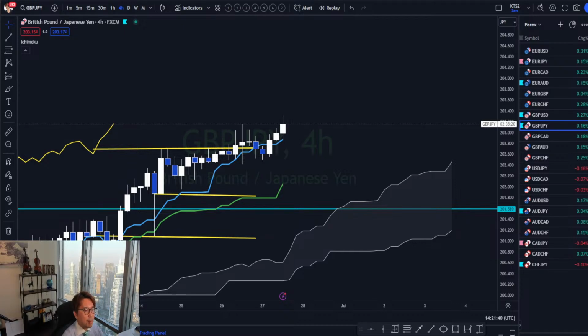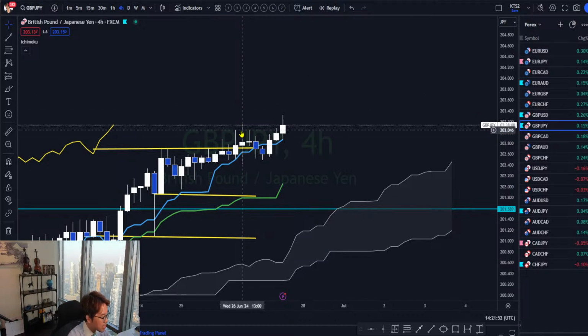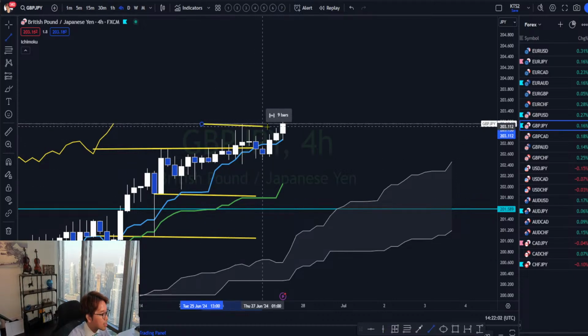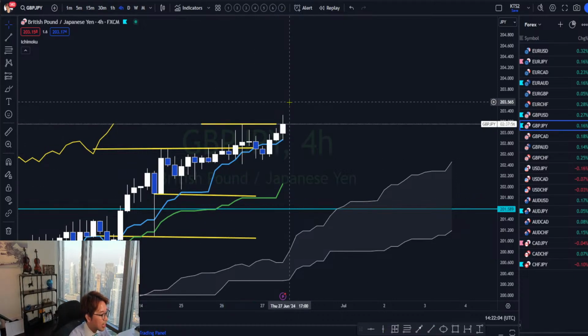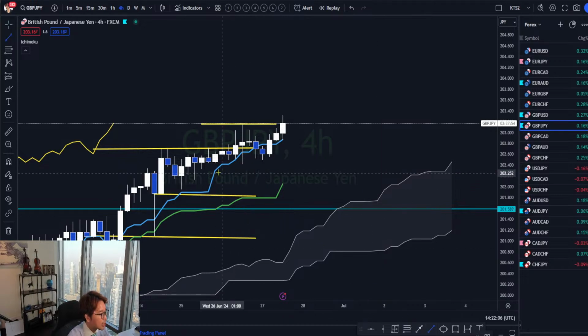So let's see. Here I actually checked the inside bar in terms of this doji. There was a doji candlestick at 1 p.m. UTC yesterday, on the 26th, Wednesday. And this inside and outside is not broken yet. It's not broken yet actually.